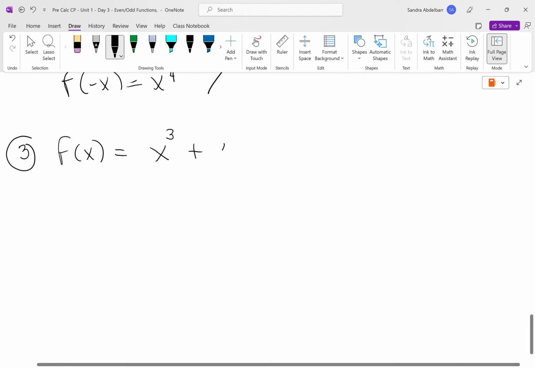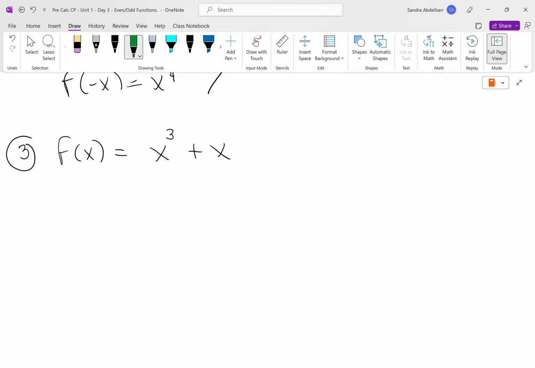Let's say I have f of x is equal to x to the 3rd plus x. Now we're going to substitute in our negative x. So now we have f of negative x. That's going to be negative x raised to the 3rd power minus x. Do we agree? So now f of negative x will be negative x to the 3rd minus x.